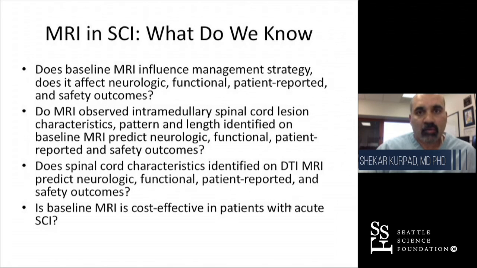Does baseline MRI influence management strategy? Does it affect neurological, functional, or patient-reported and safety outcomes? Do MRI-observed intramedullary spinal cord lesion characteristics, pattern, and length identified on baseline MRI predict neurological, functional, or patient-reported safety outcomes? Do spinal cord characteristics identified on diffusion MRI predict neurologic function, patient-reported, and safety outcomes? And is baseline MRI cost-effective? These are the questions posed by the guidelines working group of AO Spine a couple of years ago.